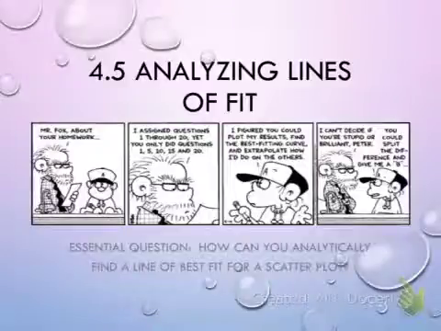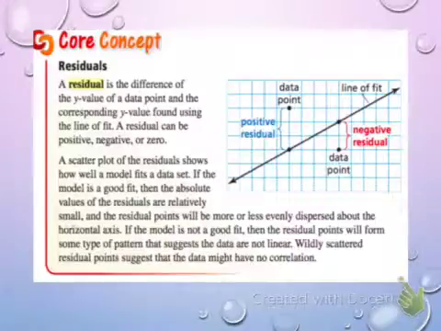This is lesson 4.5, Analyzing Lines of Fit. The essential question here is, how can you analytically find a line of best fit from a scatter plot? Now, one of our core concepts that we're going to learn here is something called a residual. A residual is the difference of the y value of the data point and the corresponding y value found using the line of fit. A residual can be positive, negative, or zero.